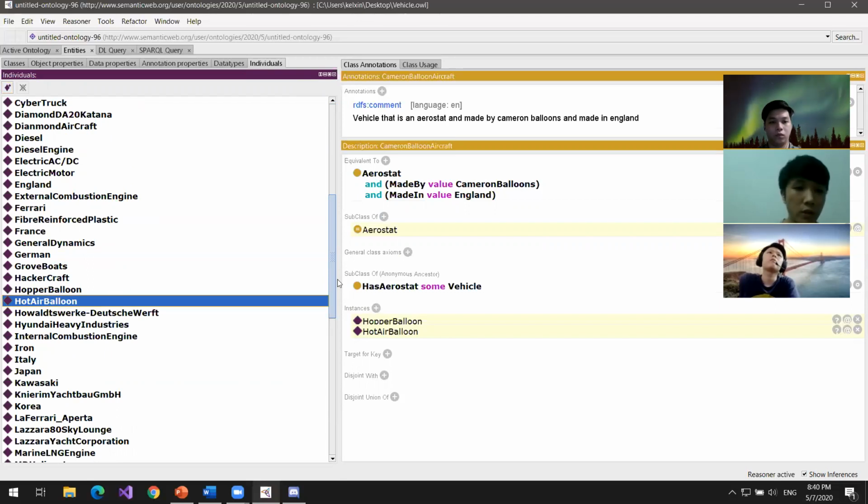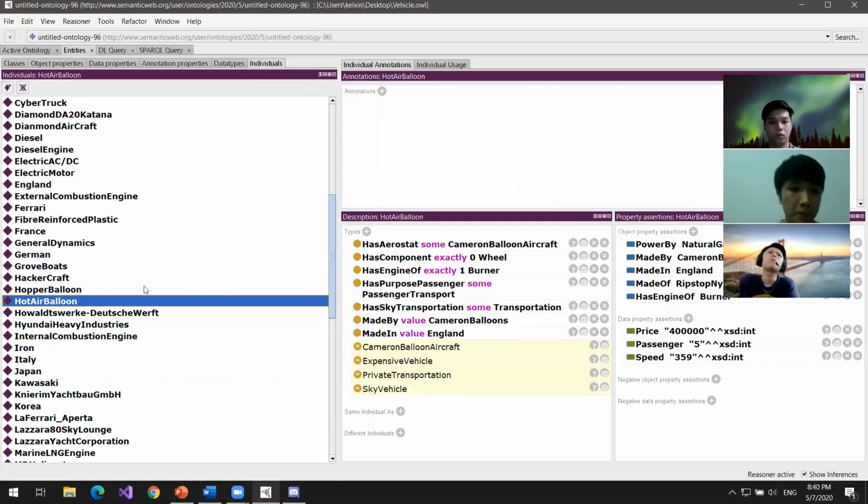So for example, these are the types that the hot air balloon has. And I think that's all for the presentation.